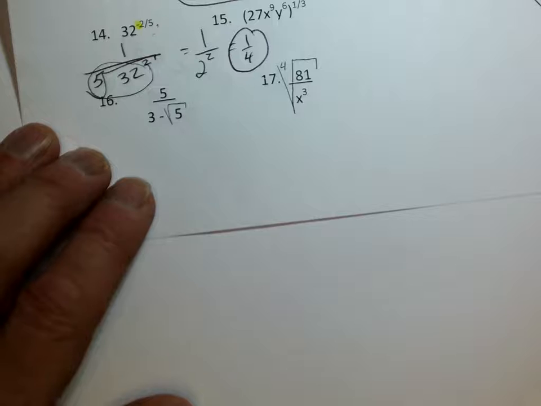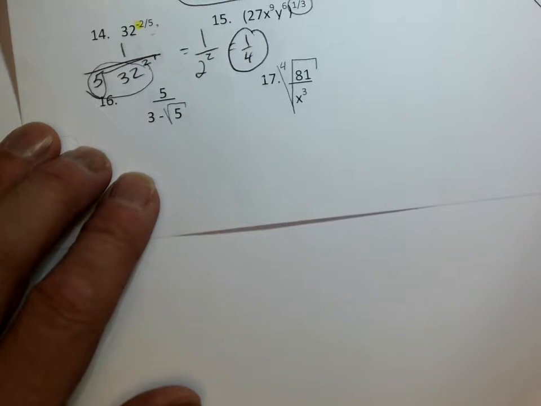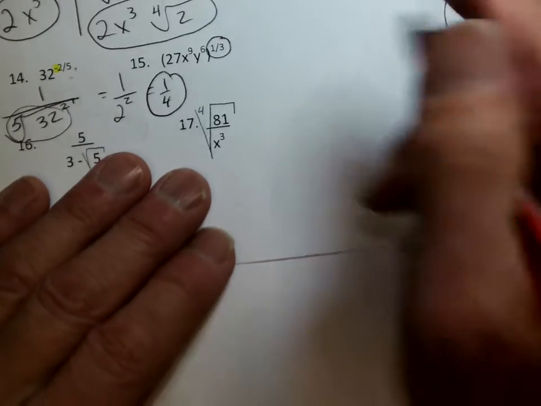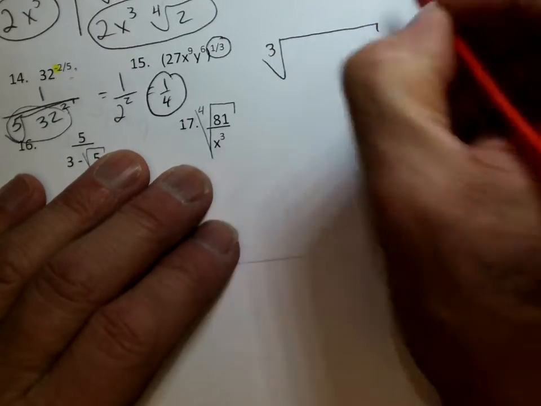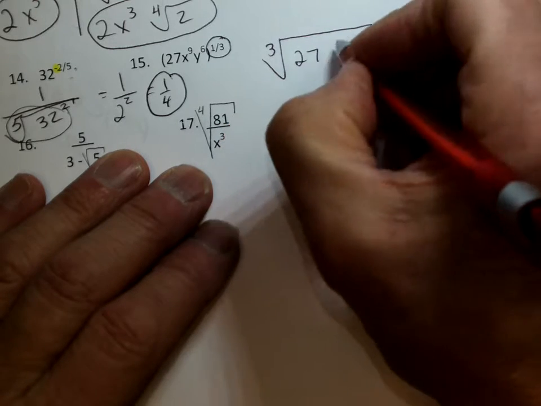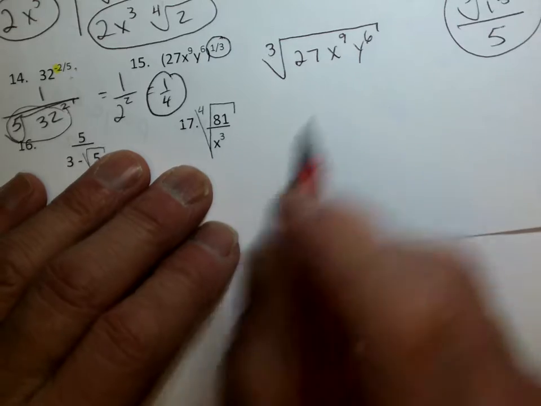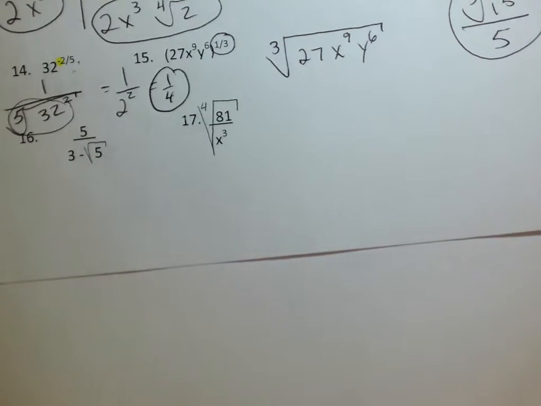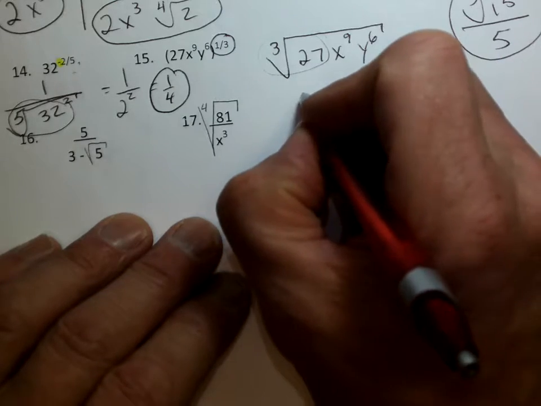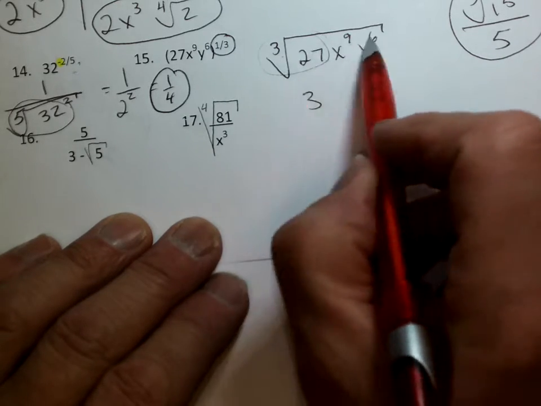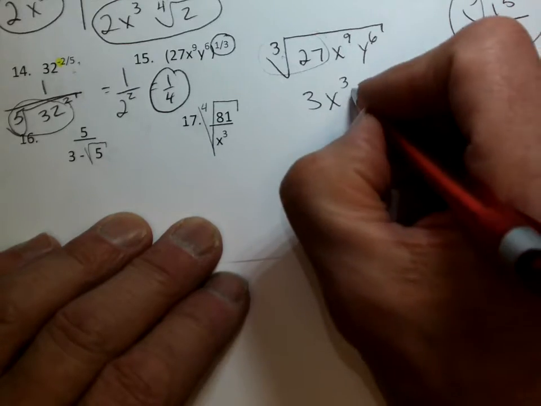Okay, 15. Well, 1/3 power means cube root. So I'm going to rewrite this as cube root of 27 x^9 y^6, right? Cube root of 27 is 3. I'm going to take a third of the exponent and make it x^3, a third of the exponent and make it y^2.